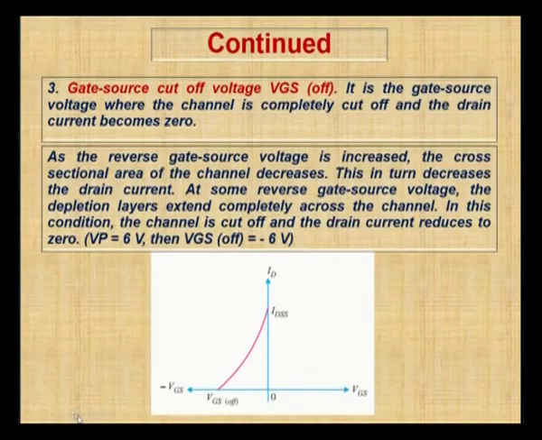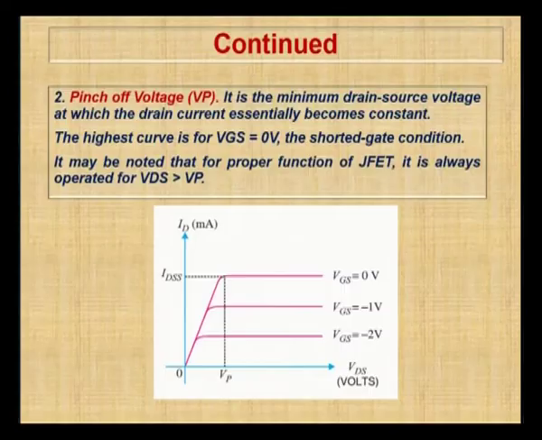Next, one more important term is the gate source cutoff voltage. It is the gate source voltage where the channel is completely cut off and the drain current becomes 0. That is when the JFET is in off mode. The voltage is VGS off. When we increase the reverse voltage completely, a point comes at which the JFET turns off, that voltage is called VGS off.